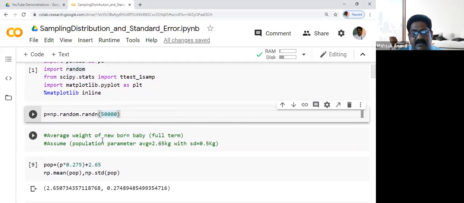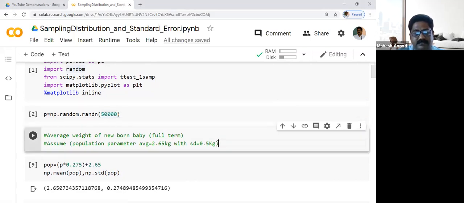Let us assume that the average weight of a full-term newborn baby, the population parameter, I have assumed as 2.65 kg as the population mean, with a standard deviation of, let us reduce the standard deviation to 0.275.